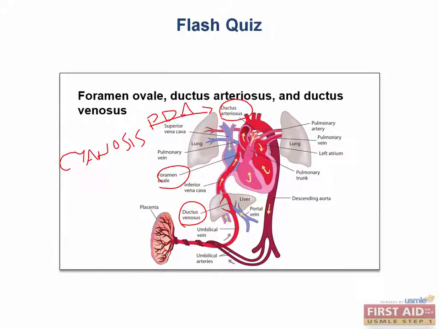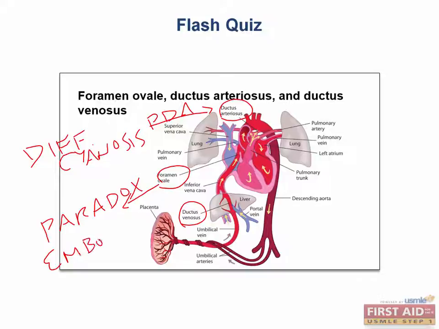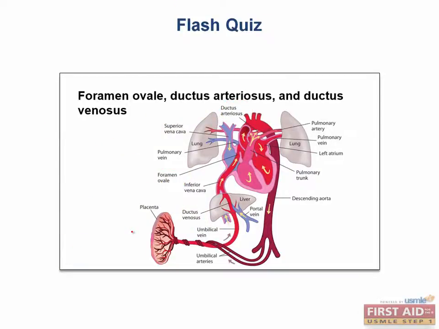And what kind of cyanosis are we talking about? Differential cyanosis. And particularly high yield for a foramen ovale, because it is very rare but extremely testable, is a paradoxical embolus. Excellent job in this section, guys. Now let's do a couple of vignette-style questions before we conclude this embryology section.